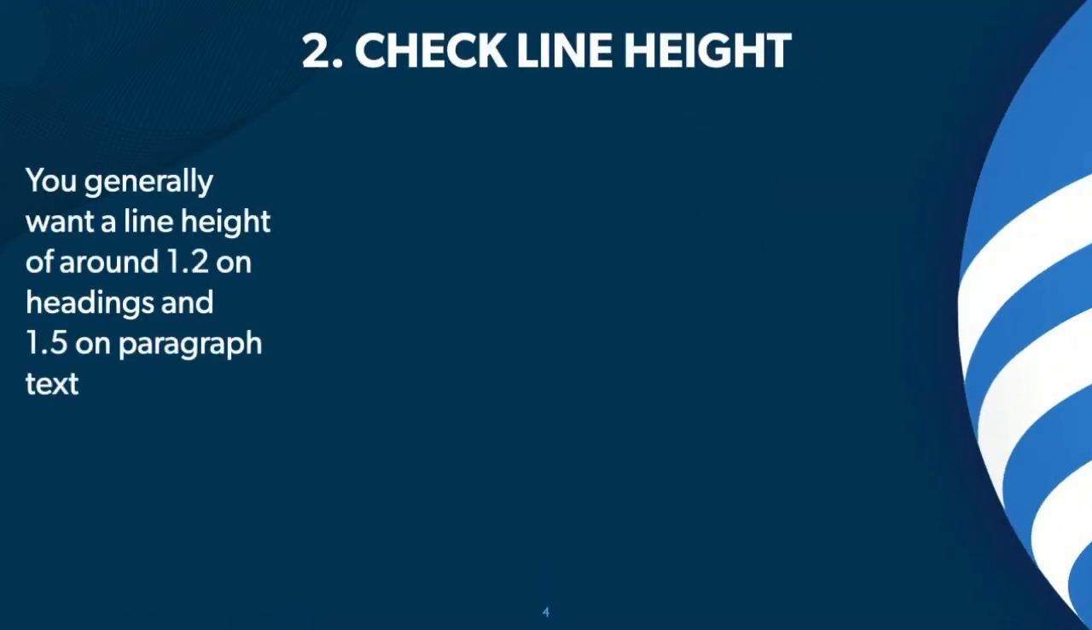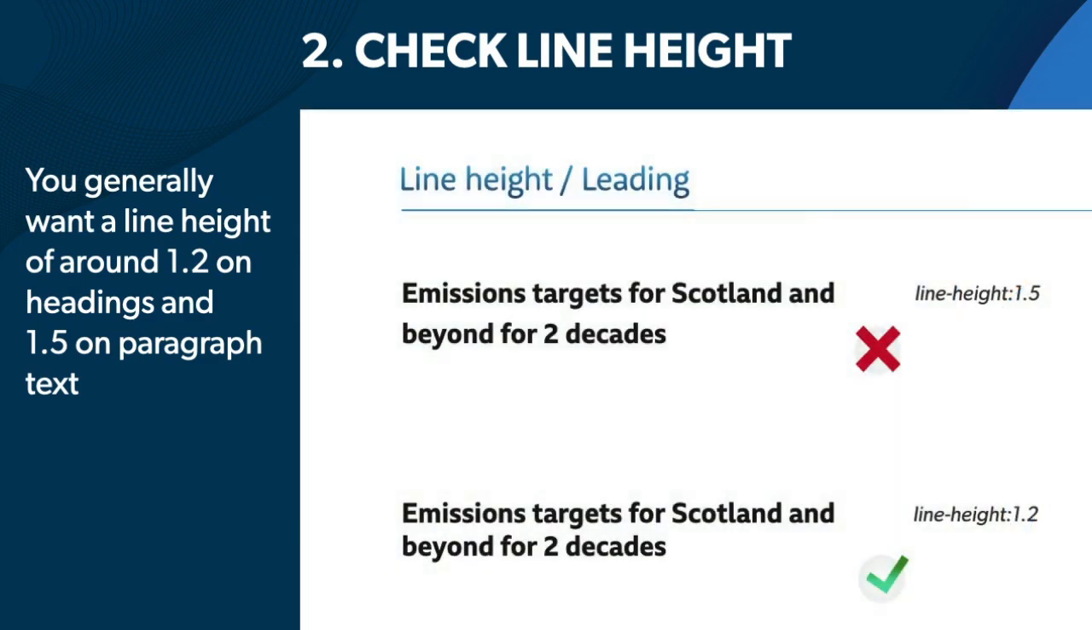Number 2 is line height. Generally for a heading, there are 2 headings there, mission targets for Scotland, and the first example is a line height of 1.5. If you look at the second example, it's just much more readable. It looks a lot more cohesive, and that's got a line height of 1.2. So 1.2 is generally about what you want to set your headings to.